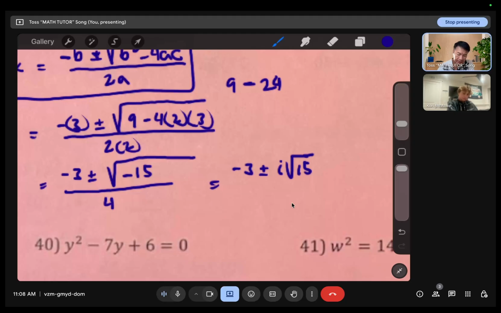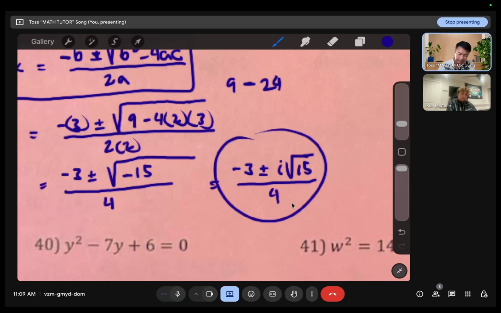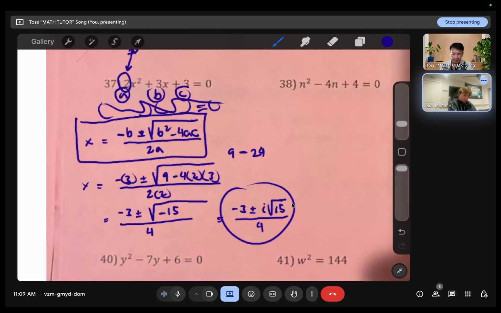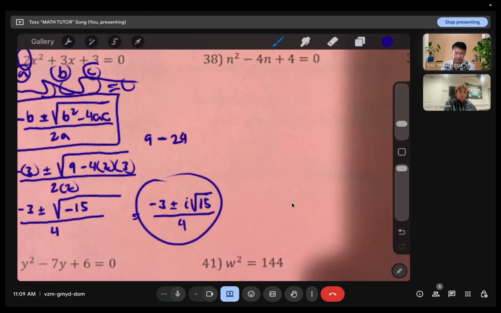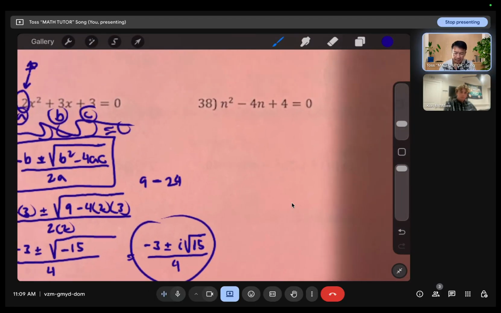Now, what about 15? You cannot simplify that because it's 3 times 5 inside the root. There's nothing you can pull out, so you leave it as root 15. That's why this is a nice one. Just like that, this is your final answer for a quadratic. You okay? All right, that's done.